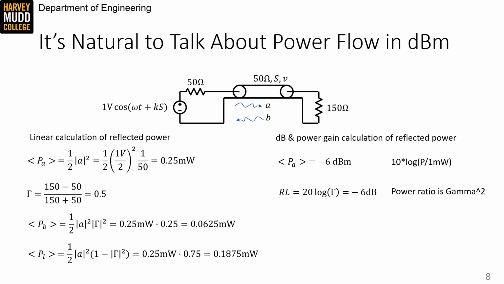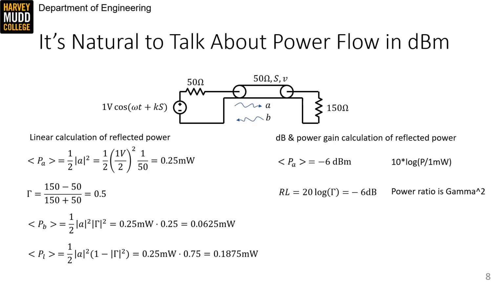Rather than finding the reflection coefficient for this approach, we're going to find a quantity called the return loss. This is the ratio of reflected power to incident power expressed in decibels. And note that because power is proportional to gamma squared, we're using 20 log in this expression rather than the 10 log we use for power quantities.